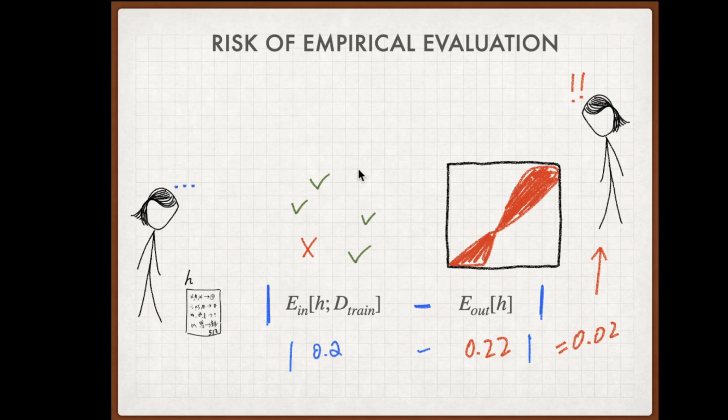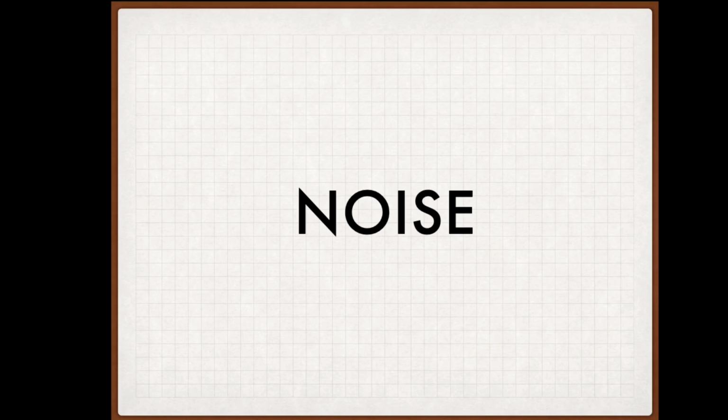For example, if in this case the in-sample error is 0.2, and the out-of-sample error of the linear hypothesis is 0.22, we will underestimate the out-of-sample error by 2%. So we need to keep in mind this risk of learning. That is one essence we need to deliver in this lecture.